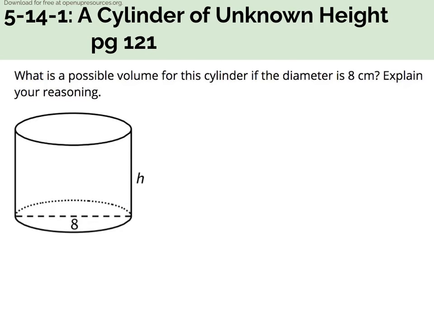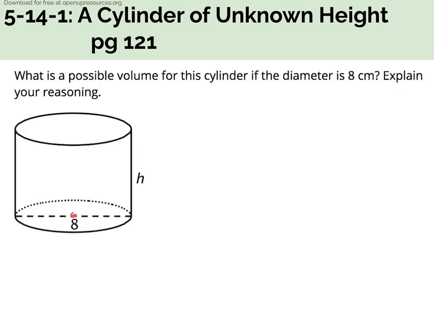All right, let's turn to page 121, and we are going to look at a cylinder and ask, what is the possible volume for this cylinder if the diameter is 8? You need to explain your reasoning. So go ahead and pause, answer that question, and then come back to me. All right, let's go through this.